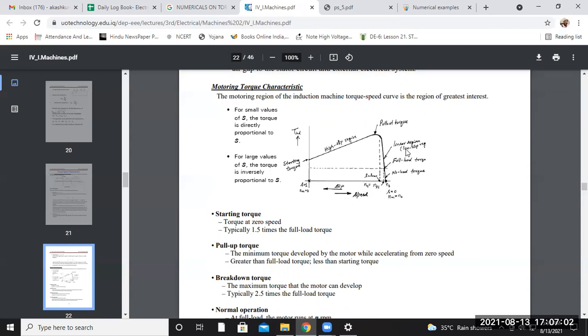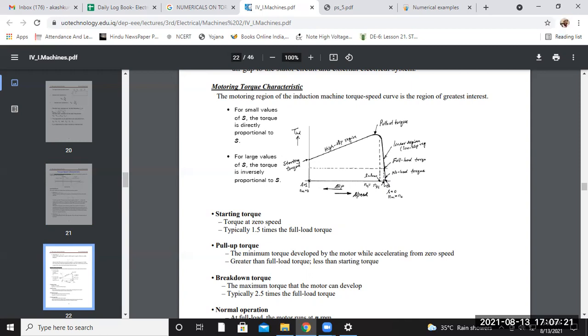So this is called the lower region of the slip. This will have a very small amount of slip, let us say 0.003, or 3% slip. Then there is a full load torque provided, and then there is a no load torque given in this case.